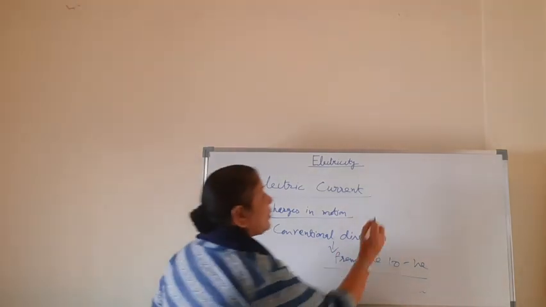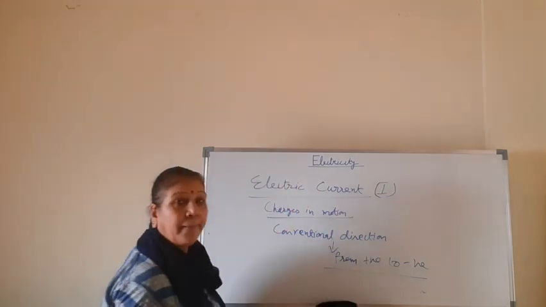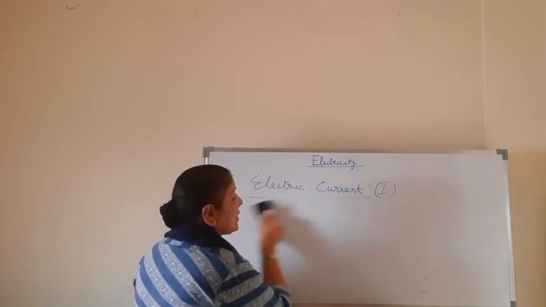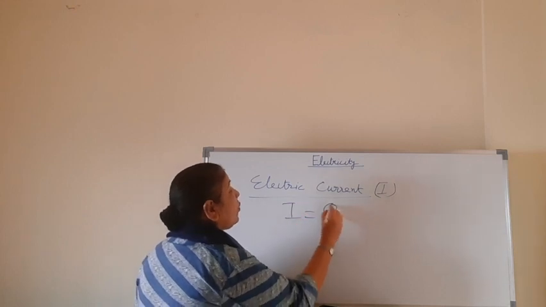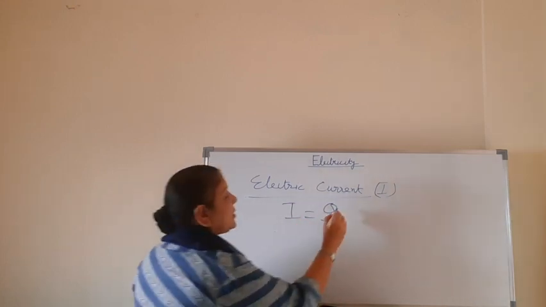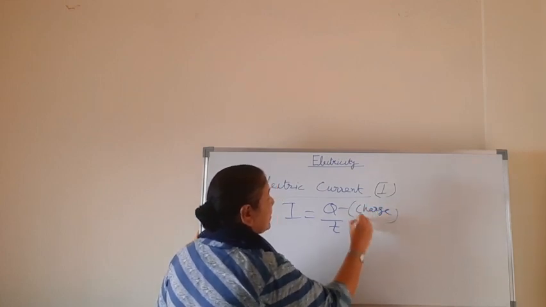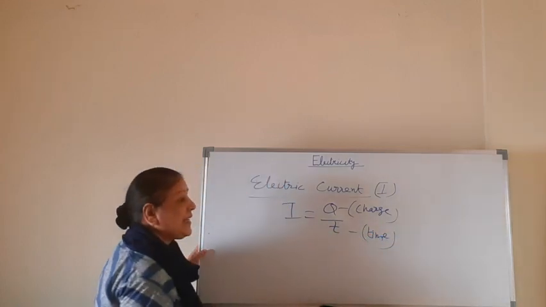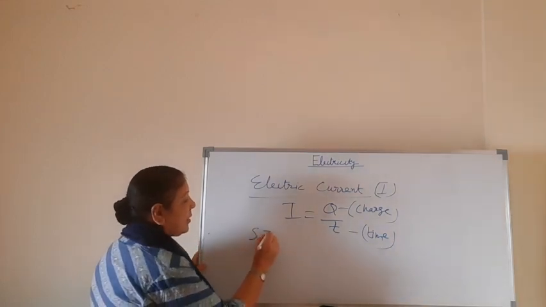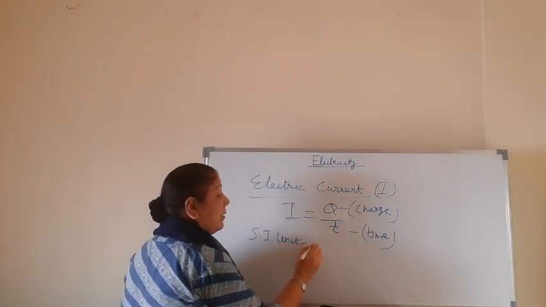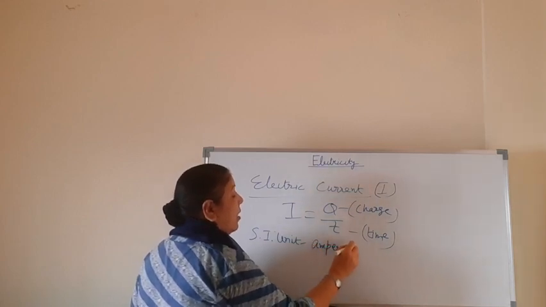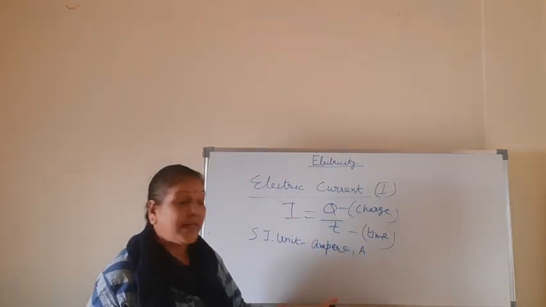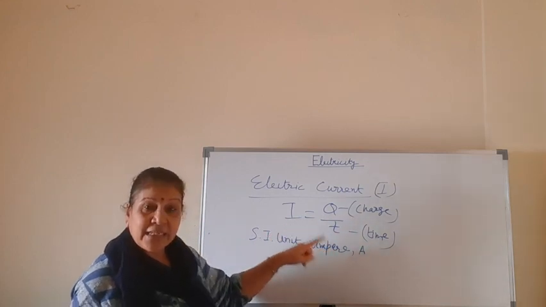How do you represent it? We usually represent it by the symbol I. If you have to define electric current, I is equal to Q by T, where Q is the charge, the flow of charge, and T is the time taken. The SI unit is ampere, or capital A. So I equals Q by T is the formula.